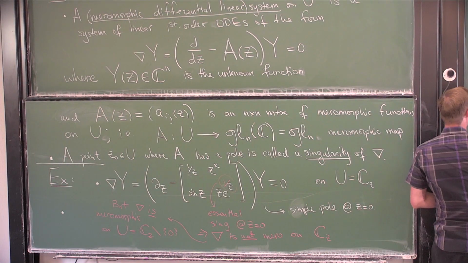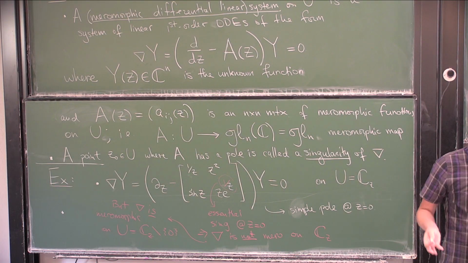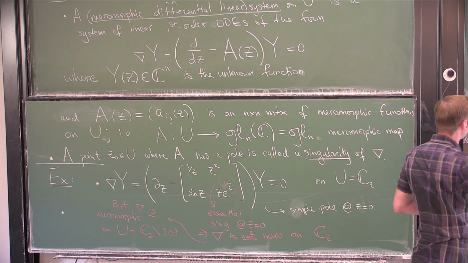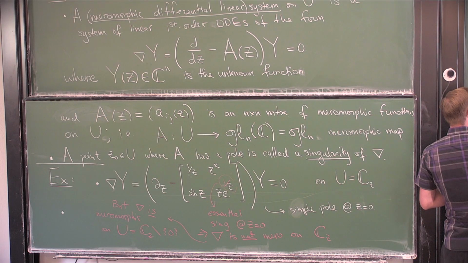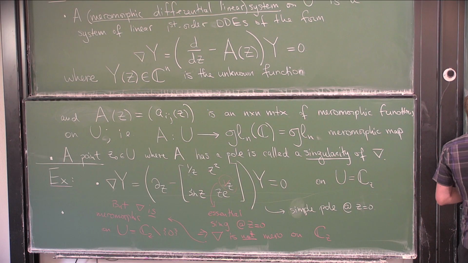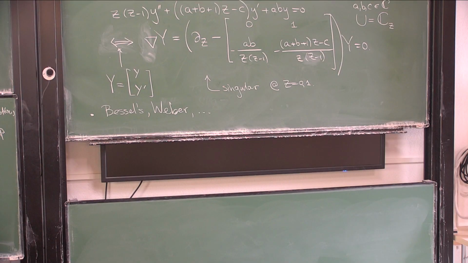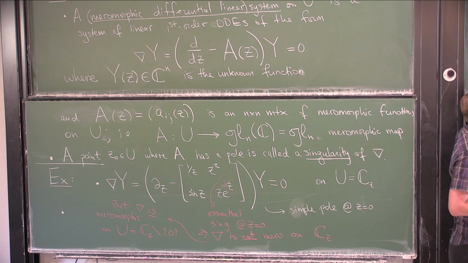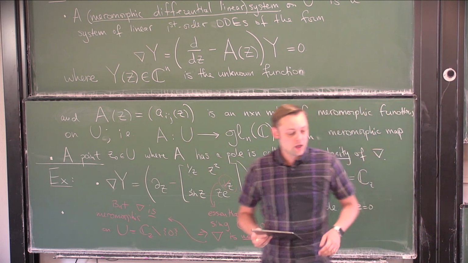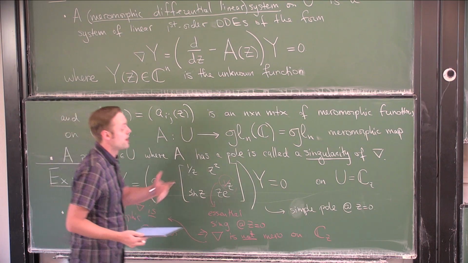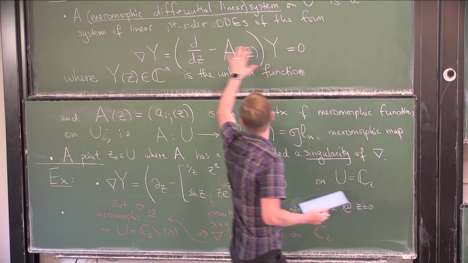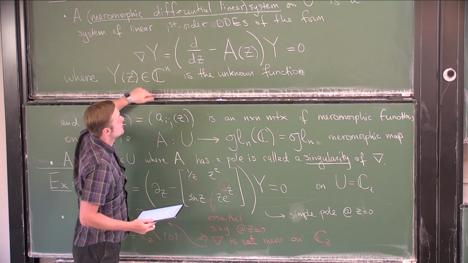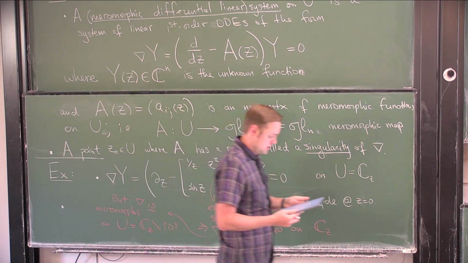And so, similarly, I mentioned equations from mathematical physics, but your favorite equations like Bessel's equation or Weber, they all fall into this scheme. They're all second order linear ODEs with singularities, and you can transform them or write them equivalently as first order systems, and so they all fall under the remit of this definition.